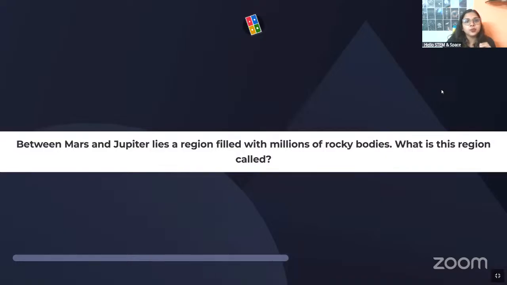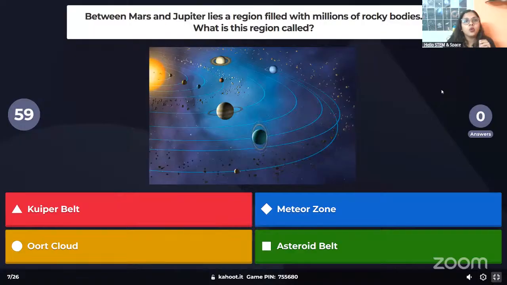Between Mars and Jupiter lies a region filled with millions of rocky bodies. What is this region called? There is actually a region between Mars and Jupiter where we can see a lot of small rocky bodies. What do we call that region? Is it the Kuiper Belt, meteor zone, Oort cloud, or asteroid belt? What do you guys think the correct answer is?